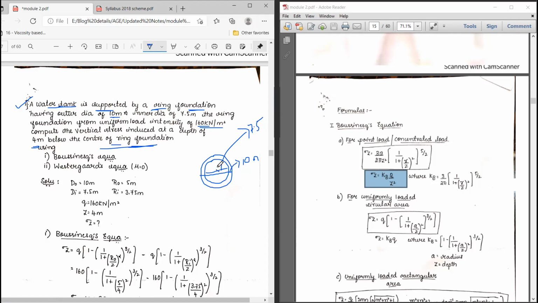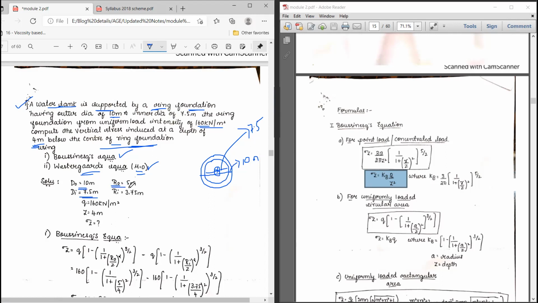Okay, at the center and at a depth of how much? At a depth of 4 meter, you need to calculate what is the stress induced. Here he is asking to calculate the stress both by using Boussinesq equation and also by Westergaard equation, considering Poisson ratio value as 0. Therefore, here we are going to take that outer dia is equal to 10 meter and inner dia is equal to 7.5 meter.